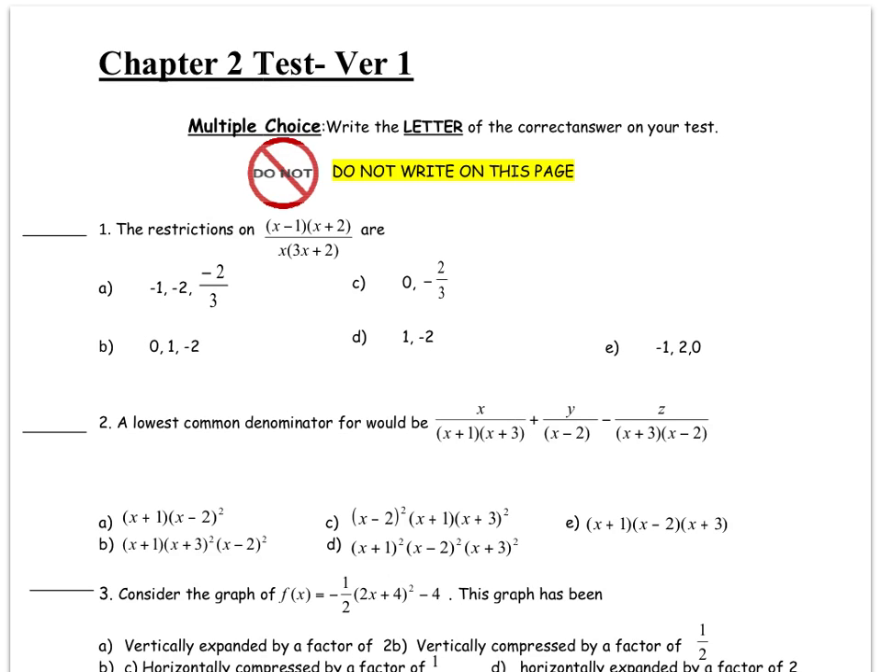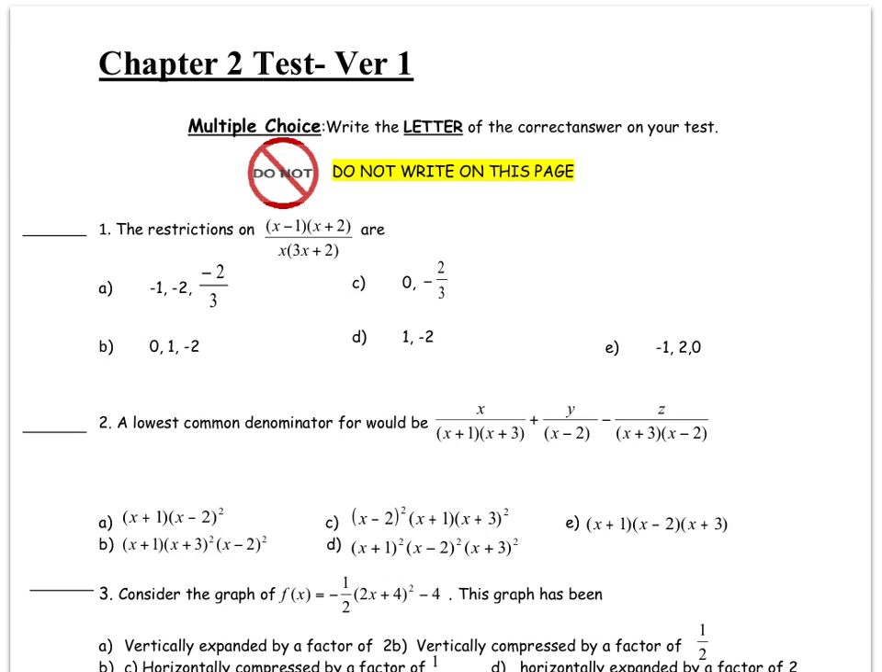In this video, I'm going to go through the solutions to Unit 2 test one by one. The first question, which is a multiple choice, is asking to find the restrictions of this rational function. Remember, the restrictions are the values that make the denominator equal to 0.